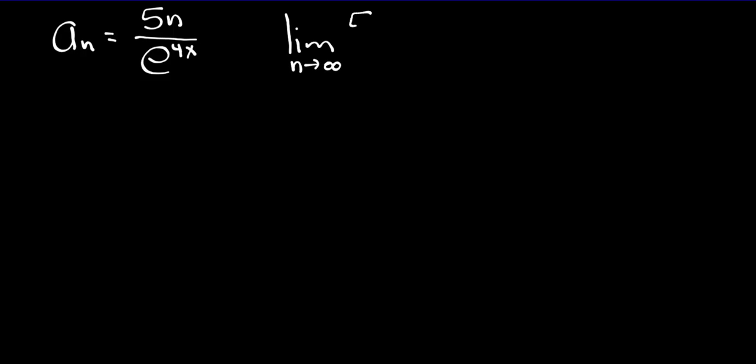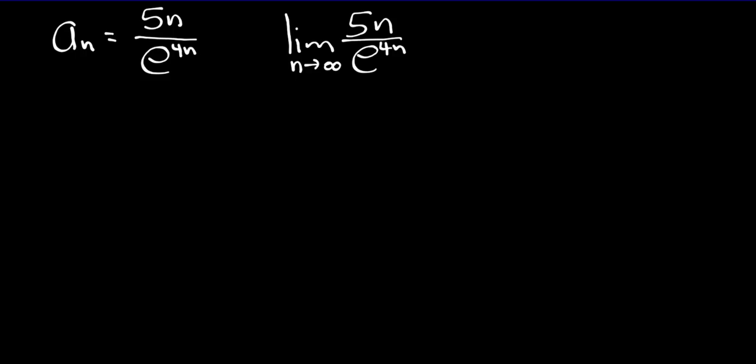So let's look at some examples here. Let's suppose that we have a sub n equal to, let's say, 5n over e to the 4n, something like that. And we want to find the limit of that sequence. So here we go. We've got the limit as n goes to infinity of 5n over e to the, whoops, this should be n, sorry about that, e to the 4n. So let's suppose we want to evaluate that limit.